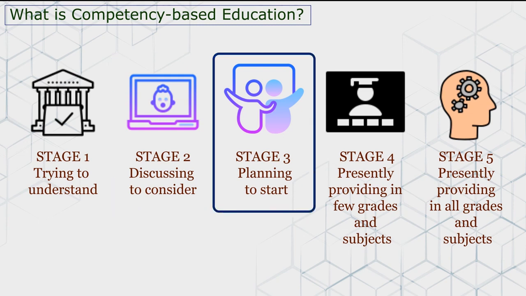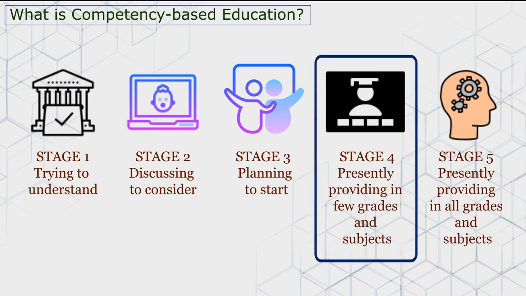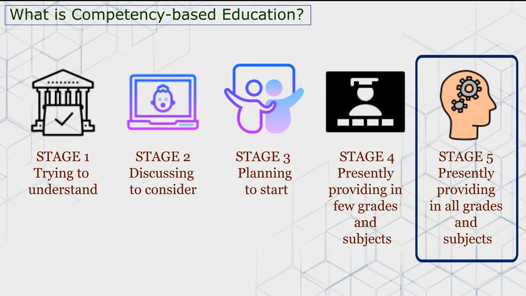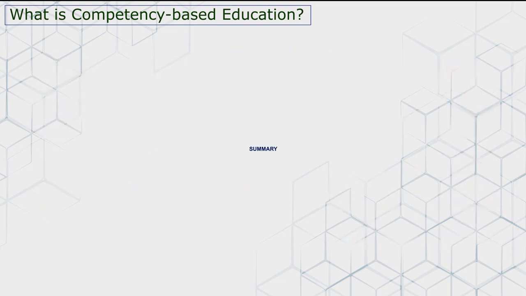If your school is planning to start CBE, it is at stage 3. If your school is presently providing CBE in a few grades and in a few subjects, it is at stage 4. And if your school is presently providing CBE in all grades and in all subjects, it is at stage 5. Let us now summarize the points that we have covered in this topic.